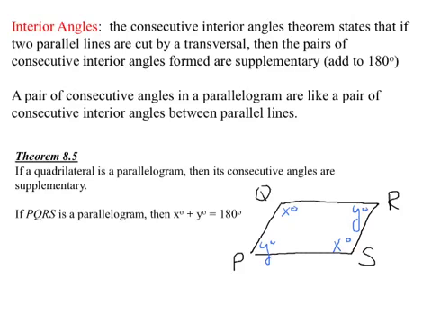A pair of consecutive angles in a parallelogram are like a pair of consecutive interior angles between parallel lines. If you look at this parallelogram, I have two parallel lines right there and a transversal. So x plus y equals 180. Okay, two parallel lines and a transversal. These are consecutive. So if you add them together, you get 180.